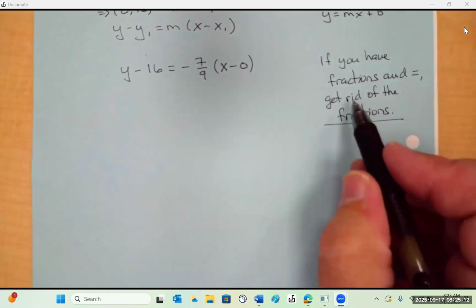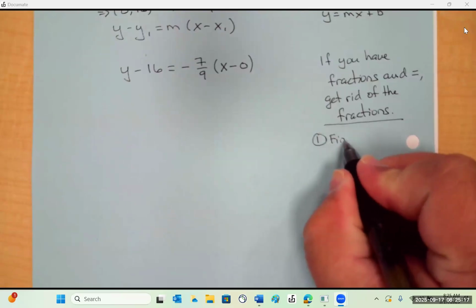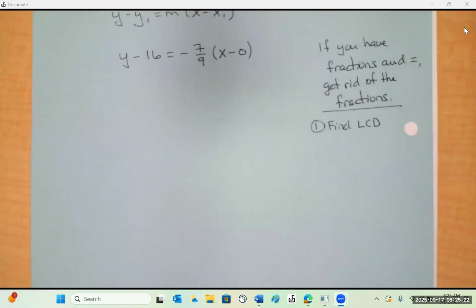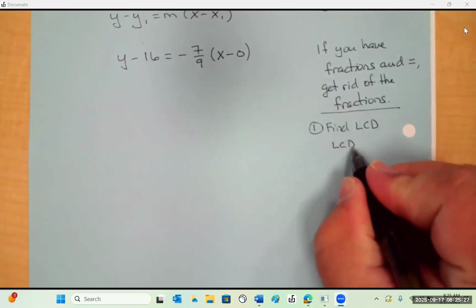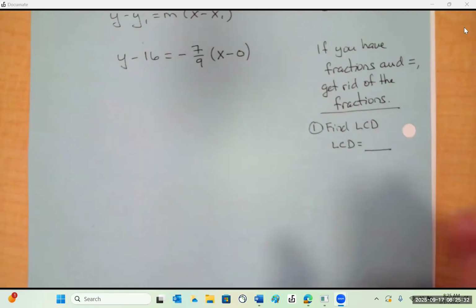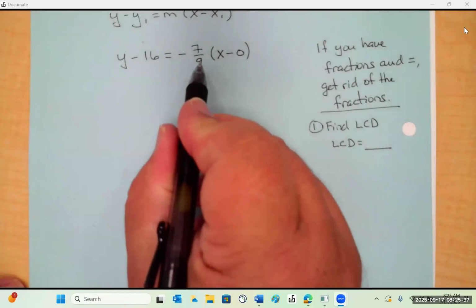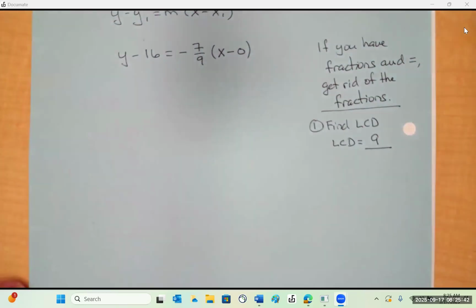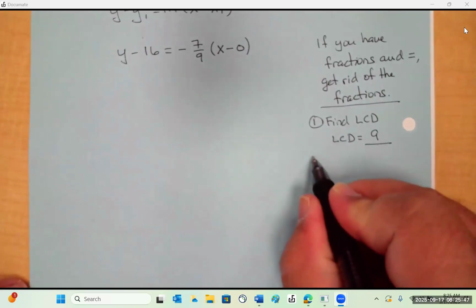So to get rid of the fractions, we have 5 steps. First step is find the LCD. So what is our LCD in this case? What's the only denominator? The only fraction we have has the denominator 9. That's step 1. Find the LCD.